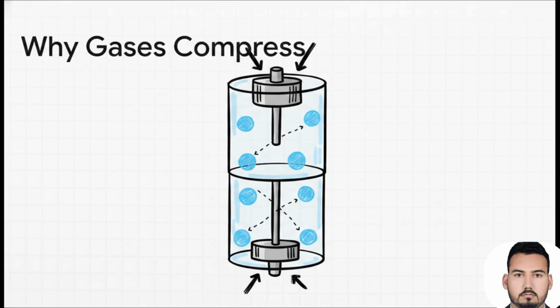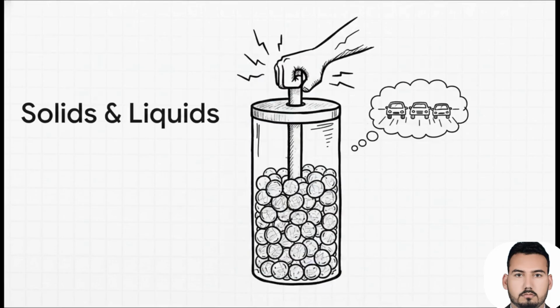Gases can be compressed simply because their particles are naturally a long way apart, with no attractive forces. When you push that plunger down, you aren't actually shrinking the particles themselves, right? You're simply closing the vast empty distances between them. Because there's so much empty space in there, the highly mobile particles gladly move closer together, which easily results in a smaller overall volume.